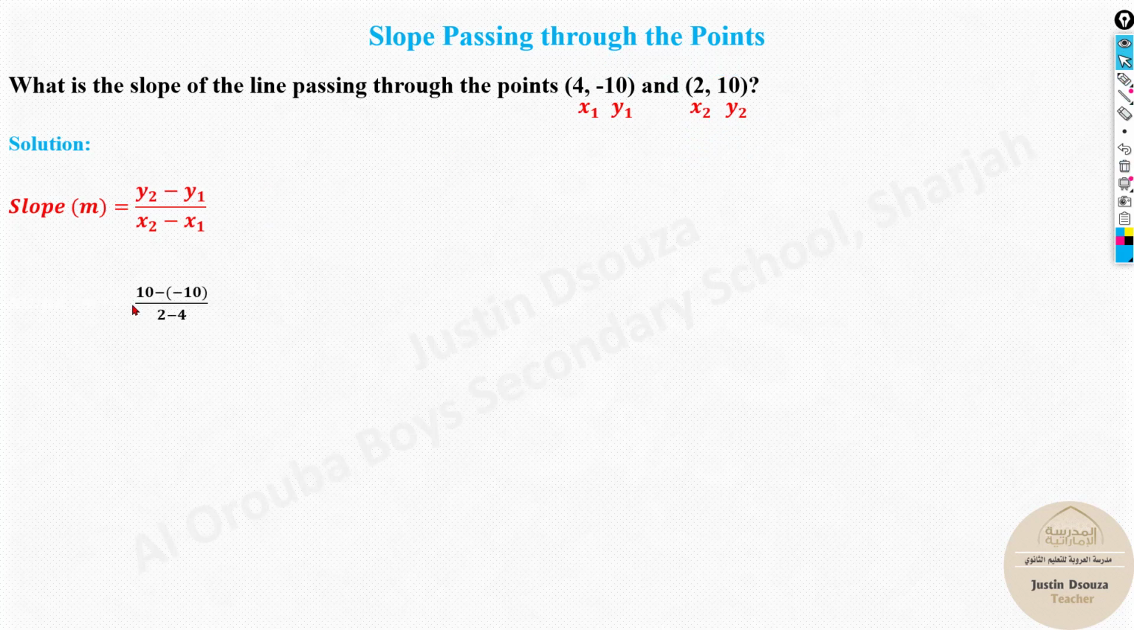Now just plug in the values over here. y2 is 10 minus y1, which is also minus, so in brackets minus 10, divided by 2 minus 4. Minus is already there in the formula, and if there is one more minus, please use brackets. Now solve this. 10 minus and minus becomes plus, so 10 plus 10 is 20, divided by 2 minus 4, which is minus 2. So it will be 20 divided by minus 2, which is minus 10. That is the answer. So this is the slope. They have just asked for the slope and that's the answer.